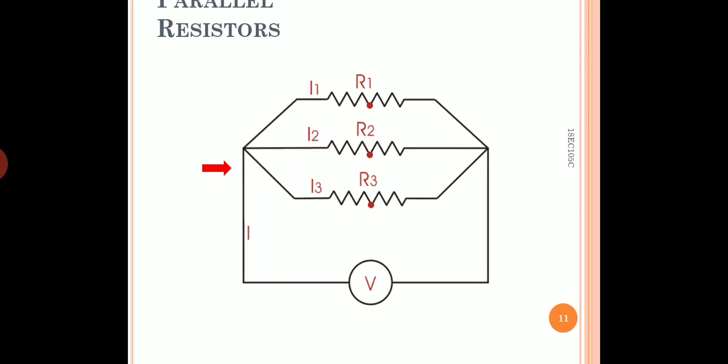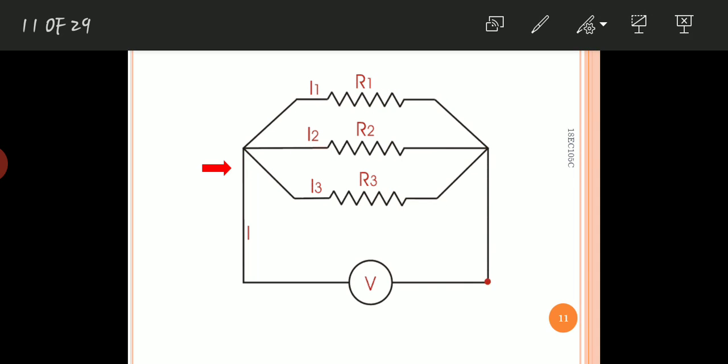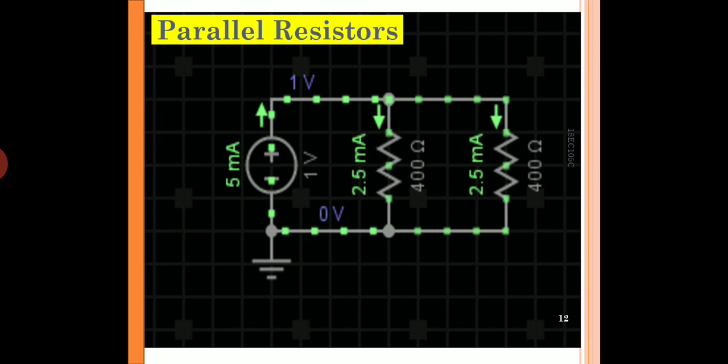You can say current I is flowing into the node where it is dividing into current I1 through resistor R1, and similarly current I2 flowing through R2, and current I3 flowing through R3. So the total current I is splitting or getting distributed among I1, I2 and I3 based upon the resistance value in each arm. So this is the phenomenon of parallel resistors.